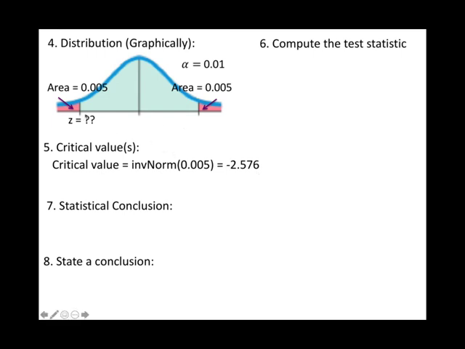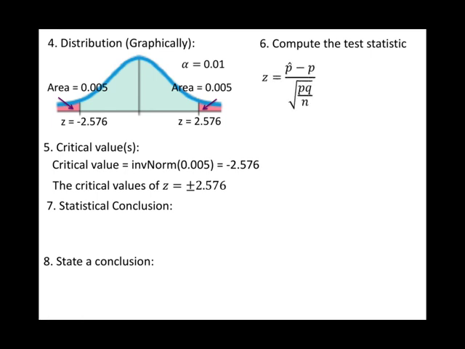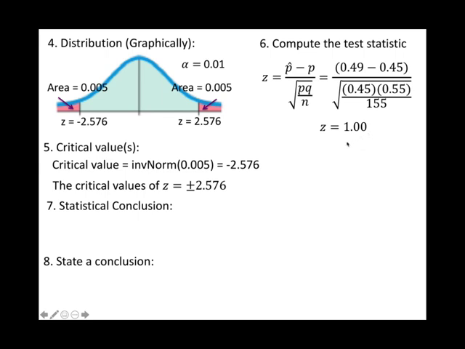And again, we have 2 tails, so we should have 2 critical values. It should be 1 positive and 1 negative. Okay, 2 tails, so you have 2 critical values. And then find out the test statistic. You should get 1 here. Okay, now show me where your test statistic is located. Is it in the critical region or not in the critical region?